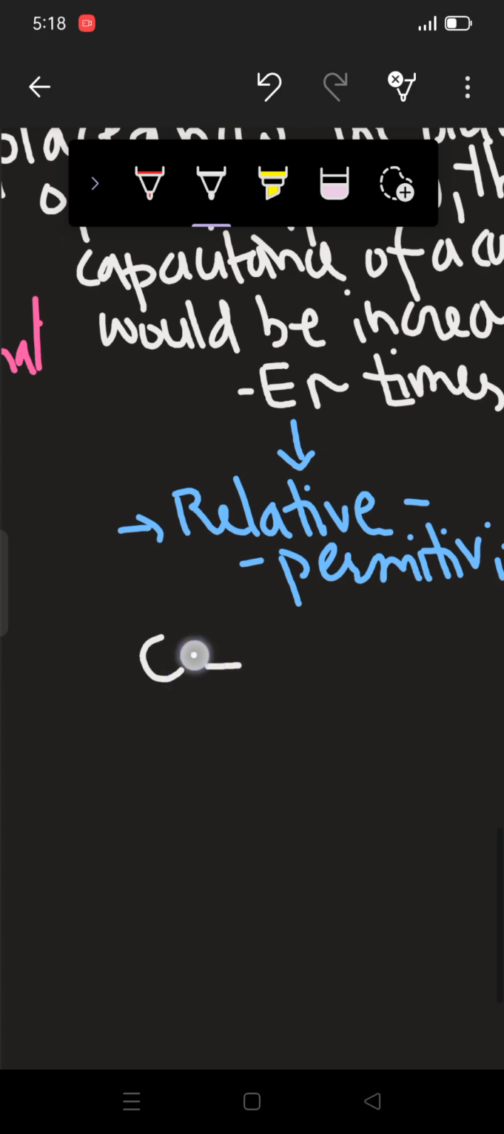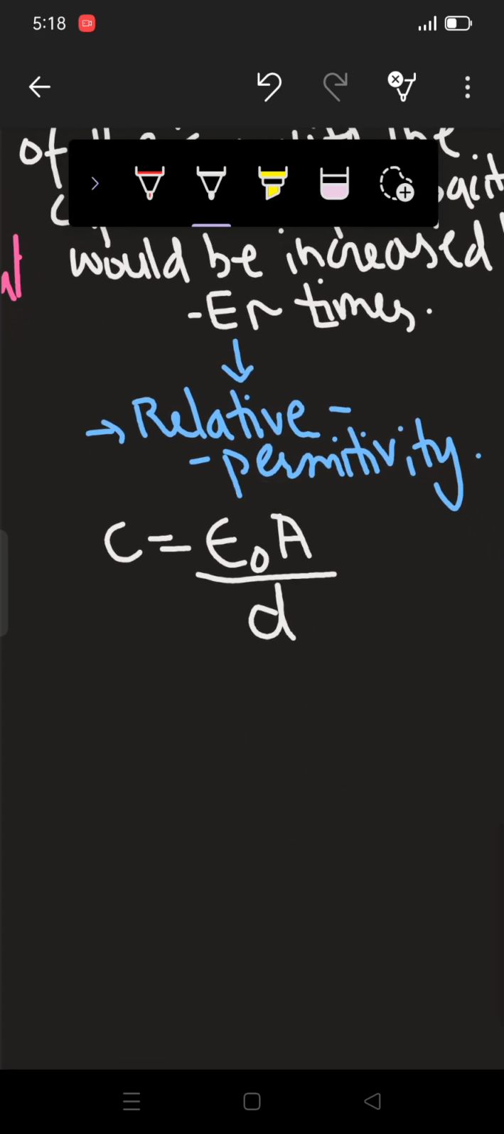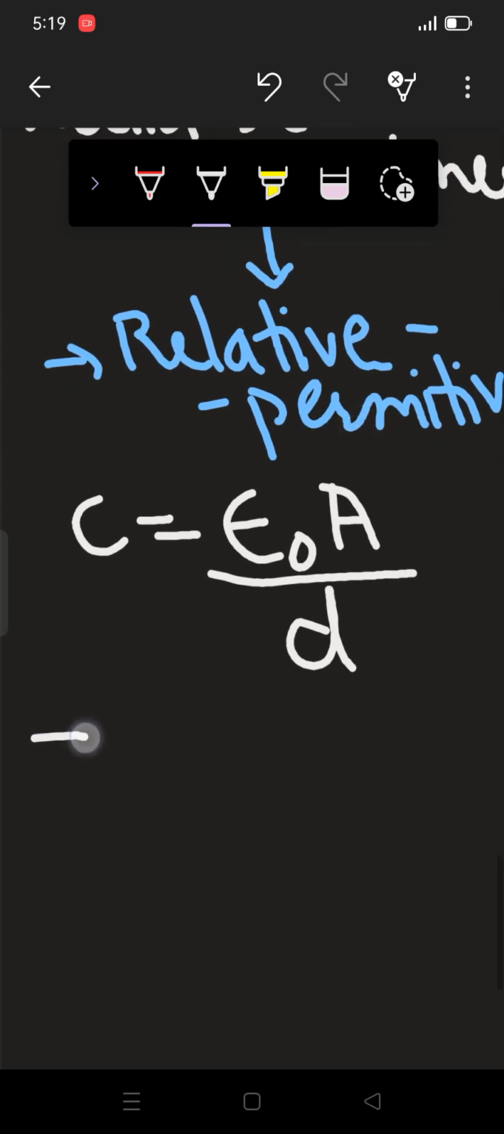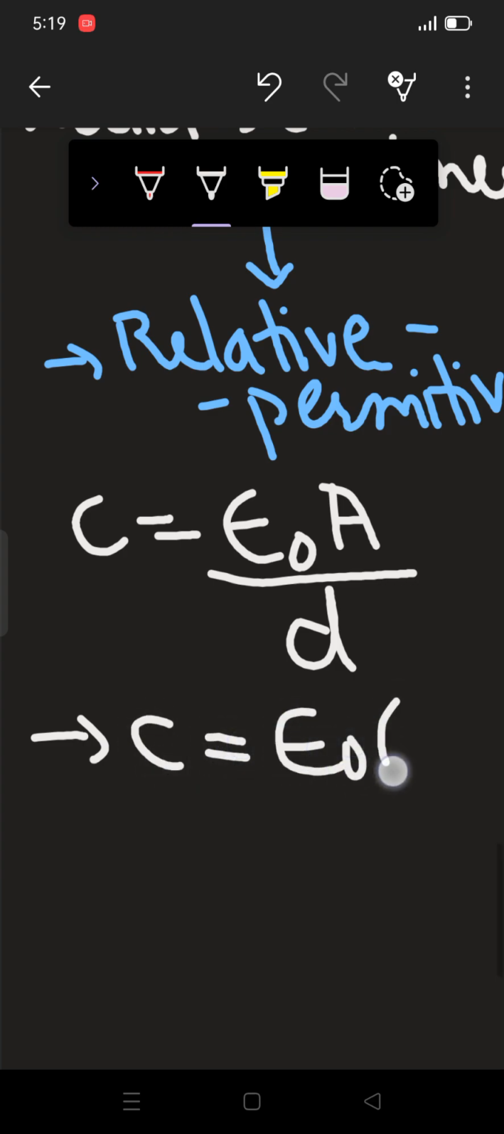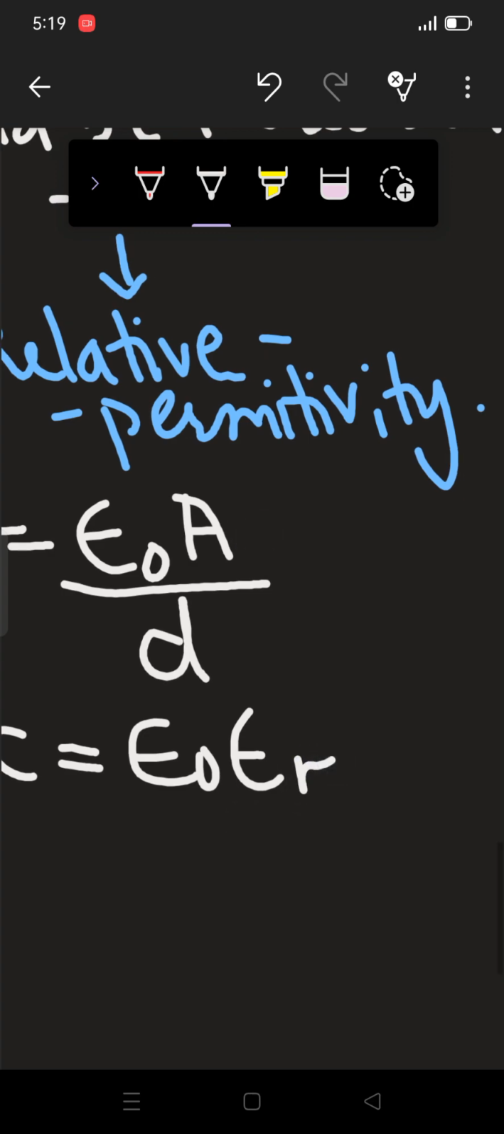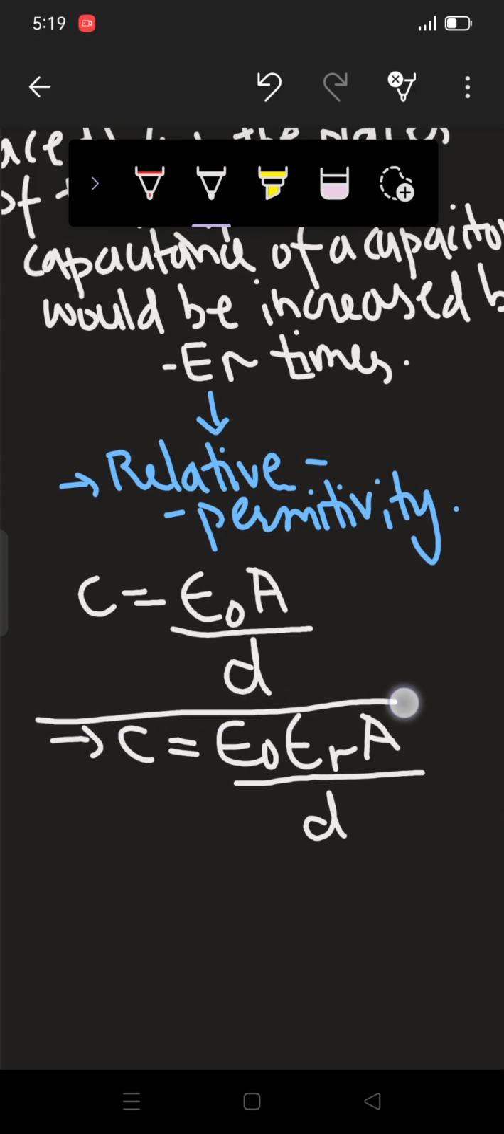So now our C becomes, initially this capacitance of a capacitor was epsilon naught area times per unit distance. But now if we have placed a dielectric plate between these two oppositely charged parallel plates, the capacitance of a capacitor is increased by ER times, right? So now the final equation would be C is equal to epsilon naught, increased by ER times, so into ER into area per unit distance. This is the final equation, right?